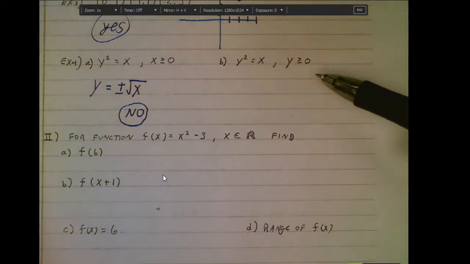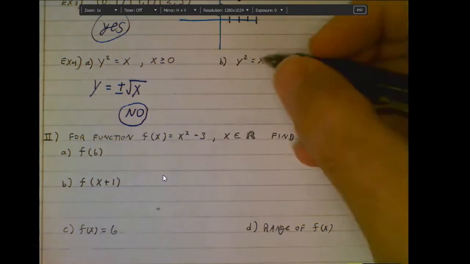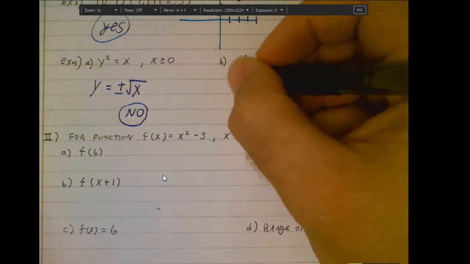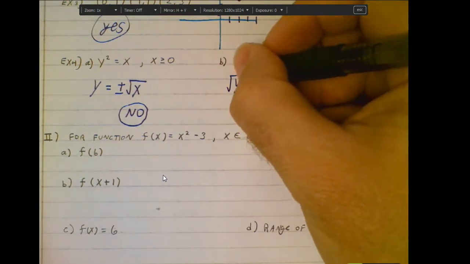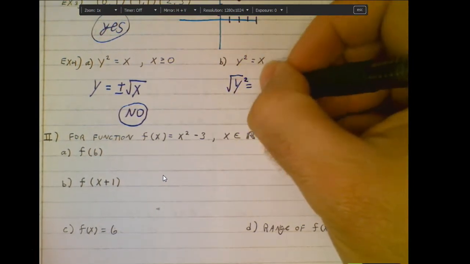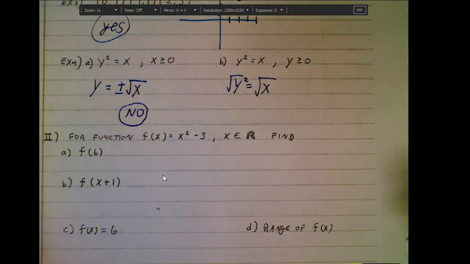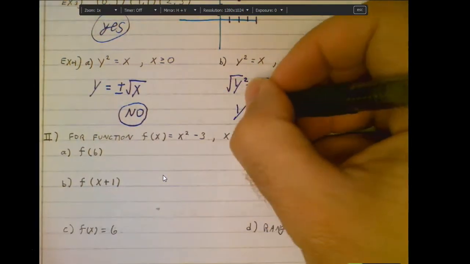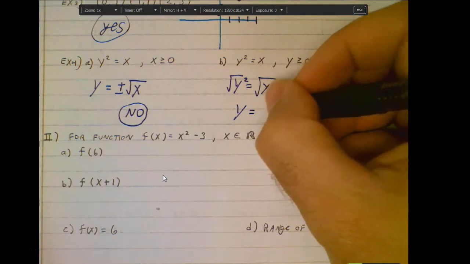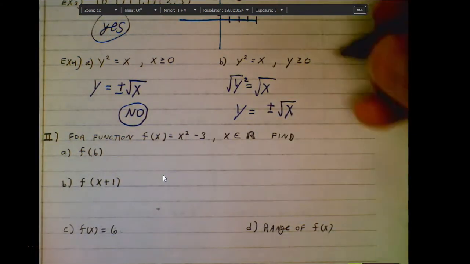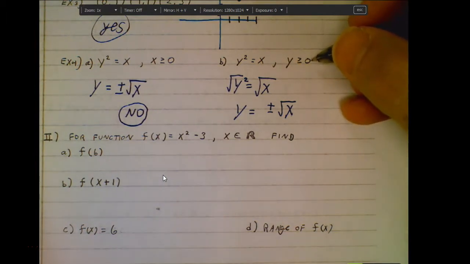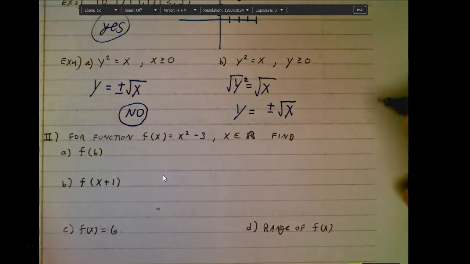Here's the difference with part B. In this one, I'm still looking at the same function, and I'm still going to square root both sides. All right, so I'm still doing this, and I'm coming out with y equals positive or negative x, but here's the difference. The notation on this side is now saying I can only get y values that are greater than or equal to 0. So what is that telling me?